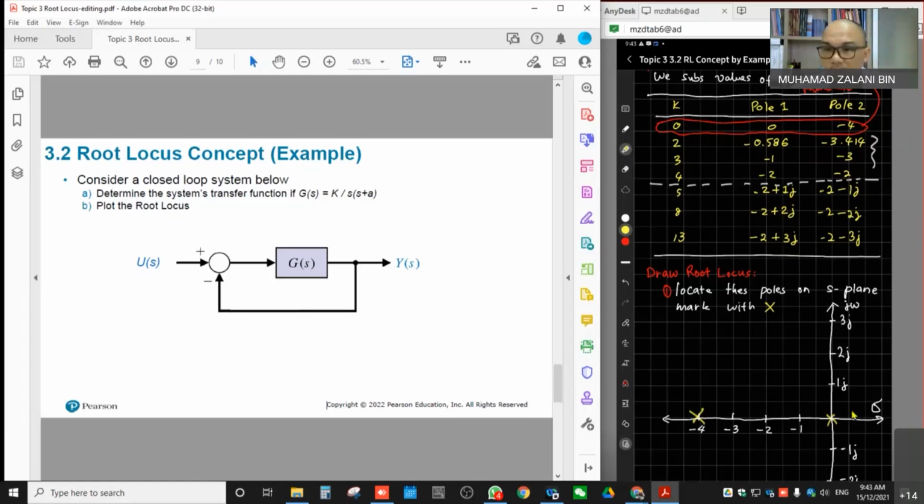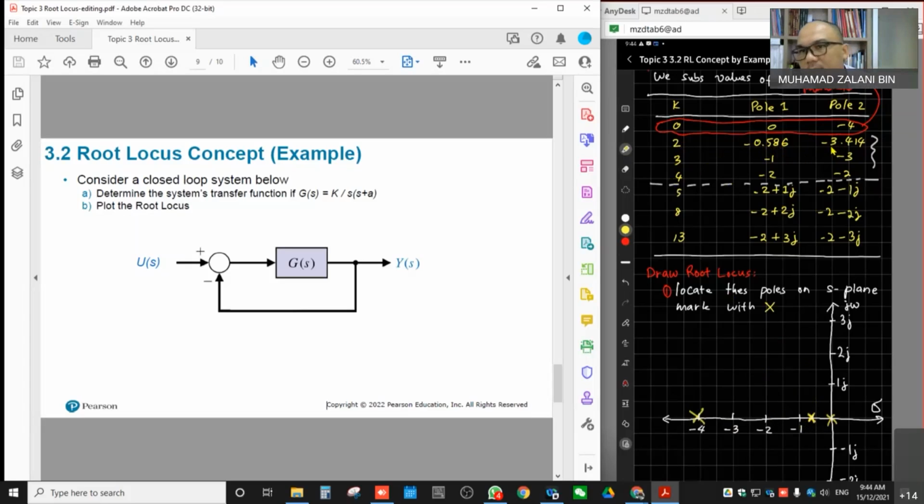That one is for K equals to 0. Let's say I'm going to draw another pole. Sebab saya akan gunakan color kuning juga. Make sure you keep focus. I'm going to draw the location of the pole when K equals to 2, which is at negative 0.586. Where is it? Negative 0.586. It is somewhere here. Nampak? Somewhere around here, which is negative 0.586. Okay, for K equals to 2.